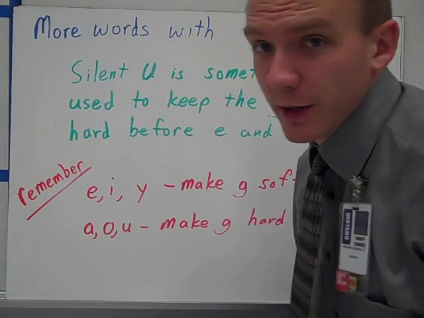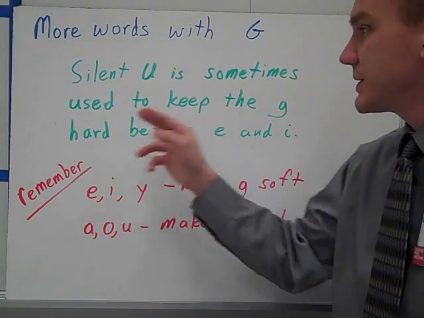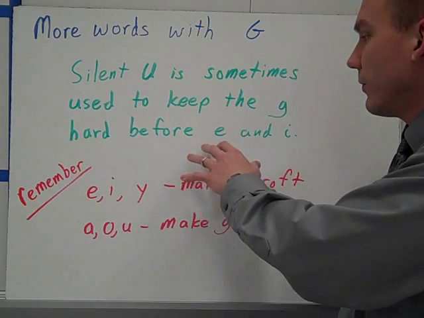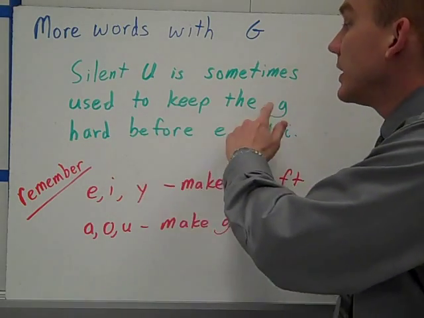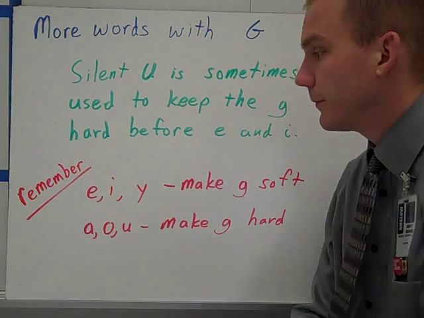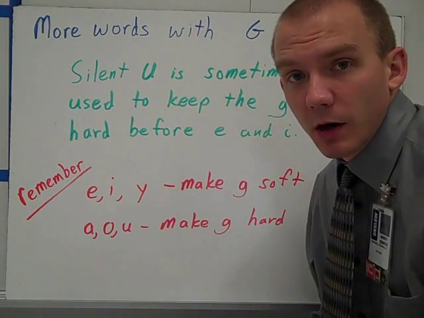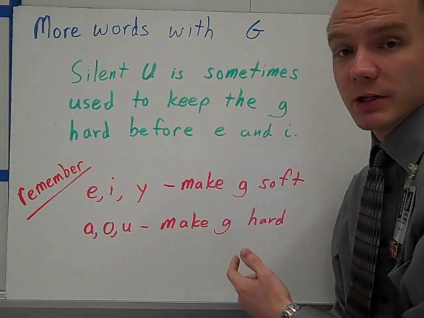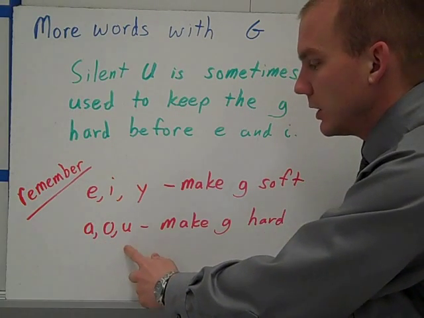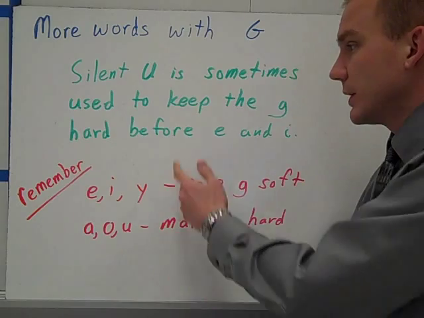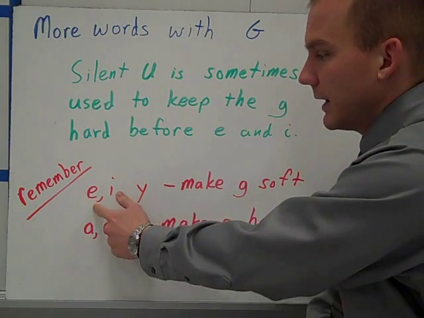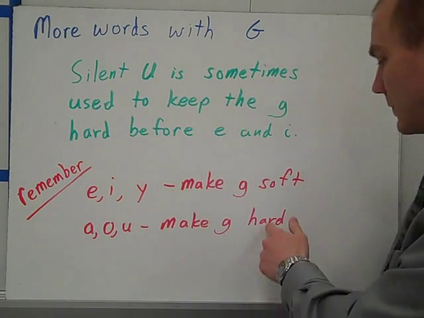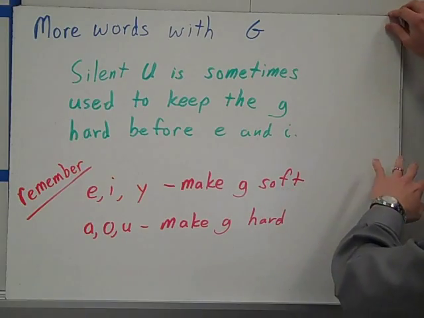More words with G. Silent U is sometimes used to keep the G hard before an E and an I. Let's remember how we make hard and soft G's. E, I, and Y make the G soft, like a J. And A, E, and U make the G hard. So that silent U takes that E and that I and makes the G hard instead of soft.